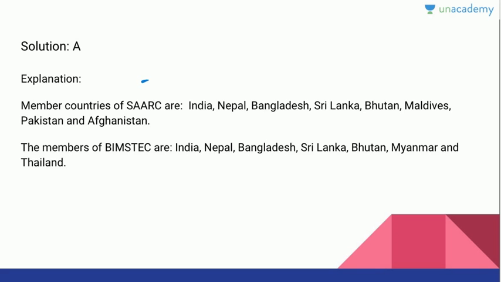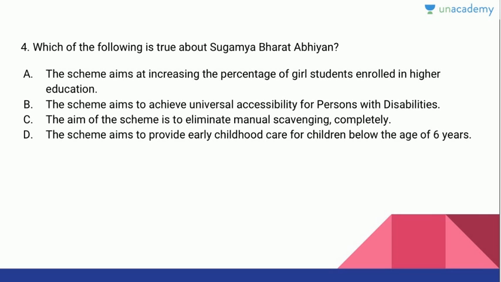Member countries of South Asian Association for Regional Cooperation are India, Nepal, Bangladesh, Sri Lanka, Bhutan, Maldives, Pakistan and Afghanistan. Total 8 countries. The members of BIMSTEC are India, Nepal, Bangladesh, Sri Lanka, Bhutan, Myanmar and Thailand. Answer is A, 1, 2, 4. I have made a separate video where I have explained all the members of SAARC and ASEAN, and I have taught a lot of mnemonics to remember them.